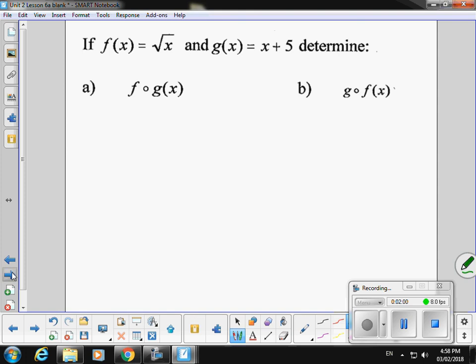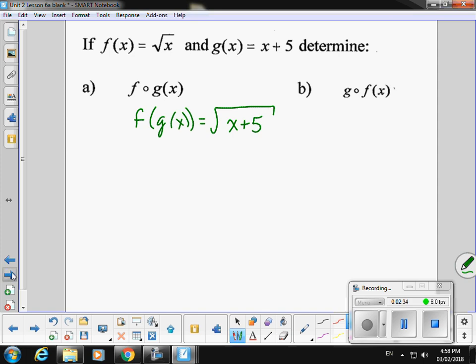If f at x equals root x and g of x equals x plus 5, determine f o g. So f composed of g of x is the same as f at g at x. If you have a preferred notation, either will do. I like the function notation a little bit better than g o f and f o g, but anyways, f at g of x means f is your primary function, which is square rooting something. G of x is x plus 5. So I have the square root of g of x.